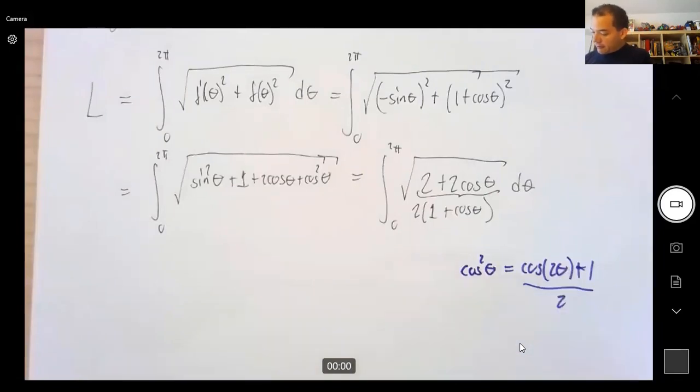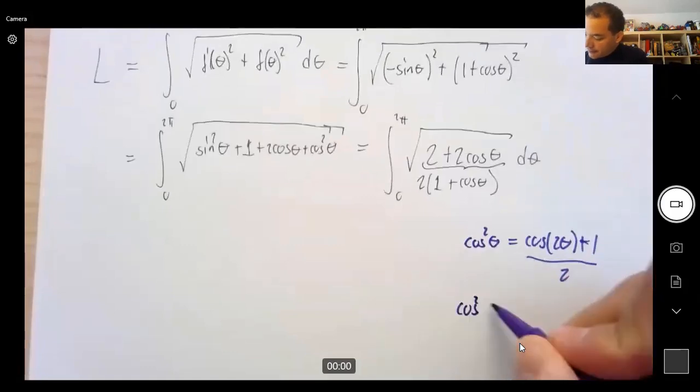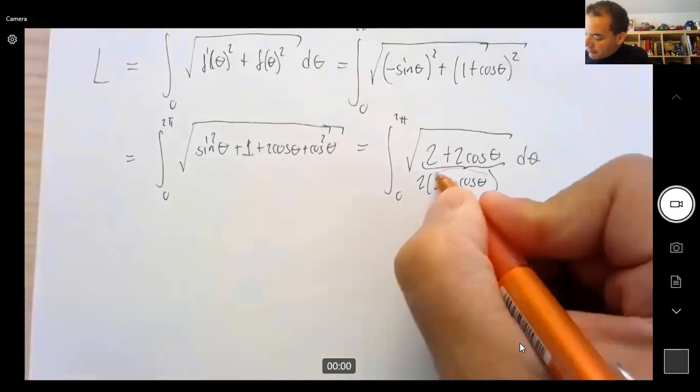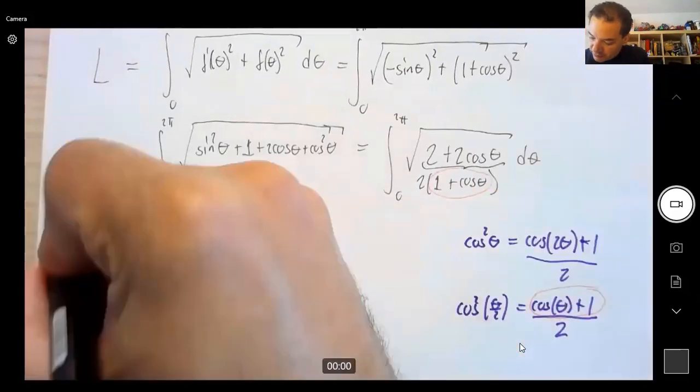So let me write down the one we need. The one we need is actually this one over here. Cosine square of theta over 2 is cosine theta plus 1 divided by 2. So that's what we're going to do. We're going to replace cosine 2 theta plus 1, this part, cosine theta plus 1, in here using this formula. All right? So here we go.